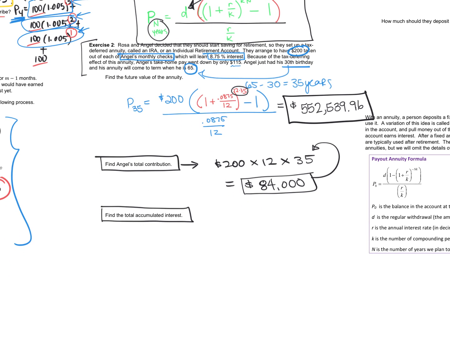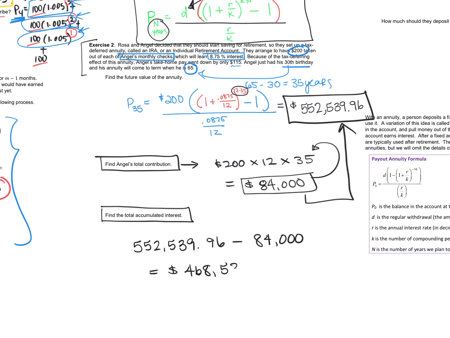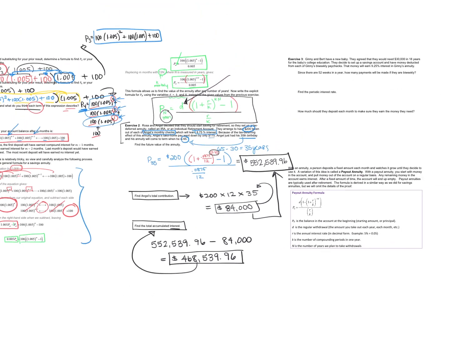And that amount of money is going to give him hundreds of thousands of dollars. And that's all because of compound interest. So if we take the amount of money that he has in the account at the end, subtract off the amount he actually paid into it, we'll end up with $468,539.96. That's a pretty good return on his investment. That's how much interest that he would have.